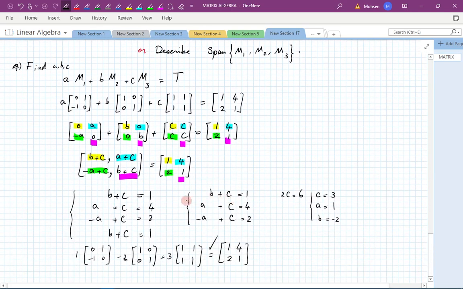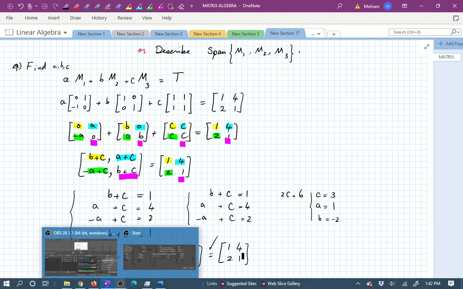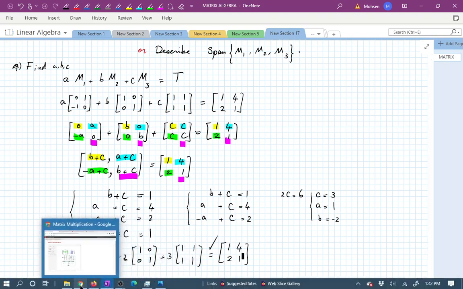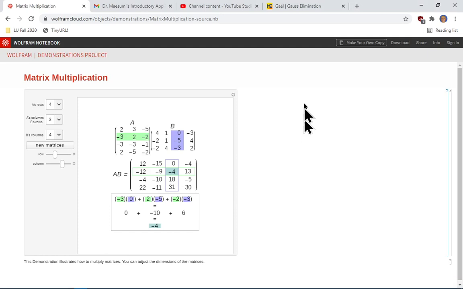Now in this problem, if our matrices were larger or our numbers were less friendly and such, you remember we have a lifesaver here in case you want to try that.